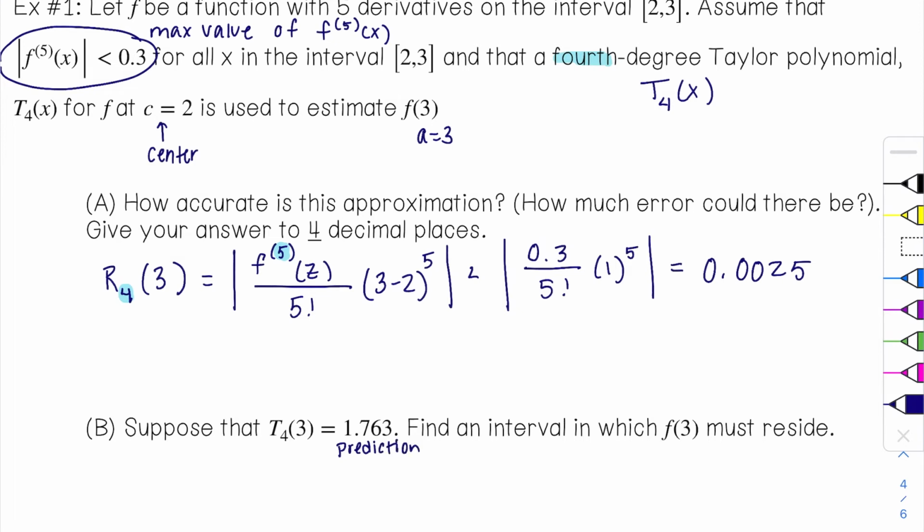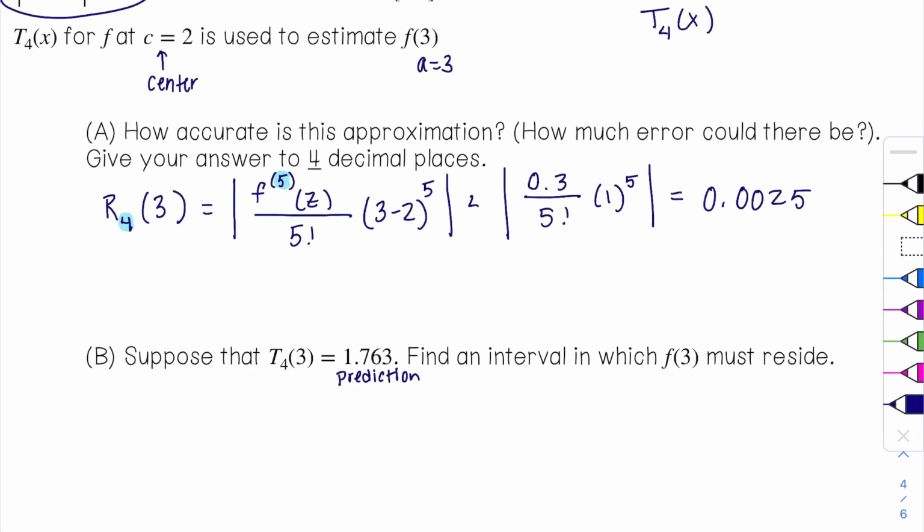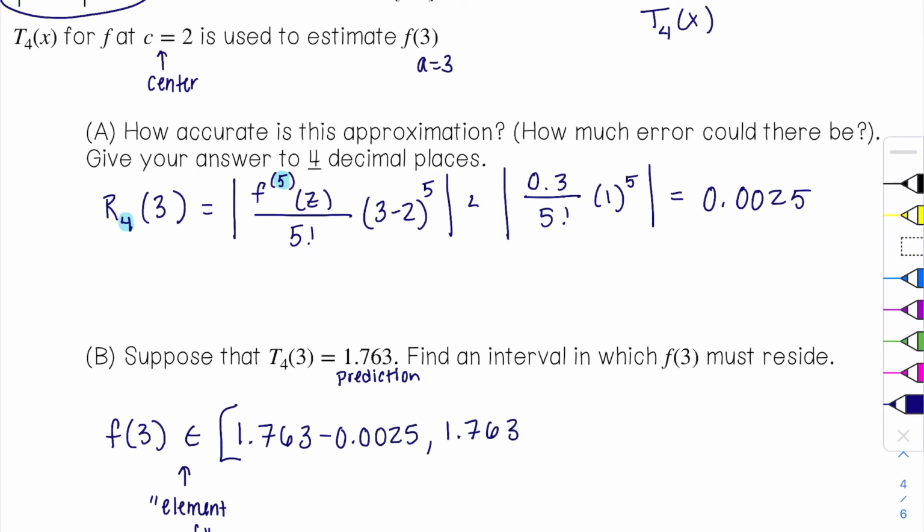We want to find an interval in which f of 3 must actually reside, the actual value of f of 3. So f of 3 has to be within that error window of our prediction. So f of 3 has to be an element of, so that's this little fancy symbol, that means element of, so that means inside the interval of, or is contained within. We're going to take our prediction and subtract our error. And we're going to take our prediction and add our error.